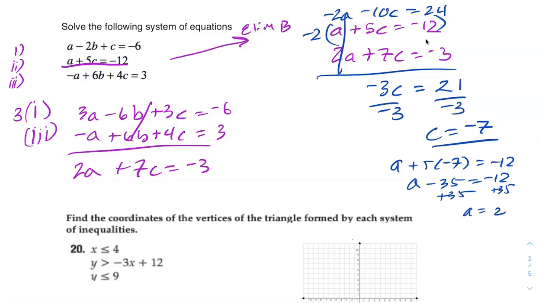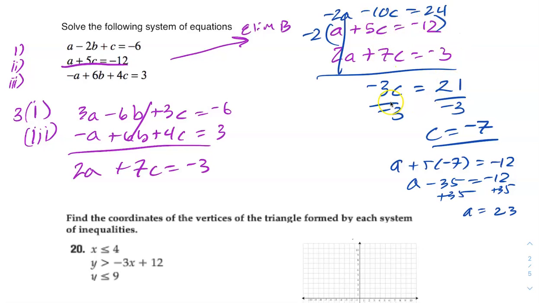A equals 23. That seems off. I might have messed up somewhere. C equals -7, right? -3. This looks all good. I'm just double checking my work because it seems a little funky, but it looks all good.